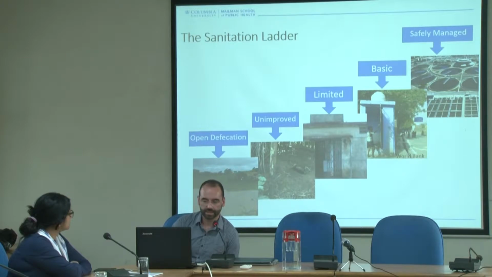So looking at the sanitation ladder, just going very quickly because I'm sure everyone here is familiar with open defecation, unimproved sanitation, meaning that it doesn't include a squat plate, limited sanitation, meaning that it includes a squat plate or it's pour flush, but it's shared, and then basic, meaning that it's not shared, it's only used by one household, and then above that, safely managed, meaning that you've installed some sort of effective treatment mechanism for the waste.